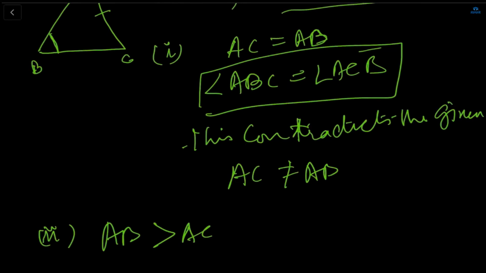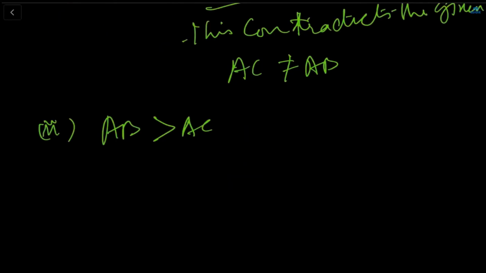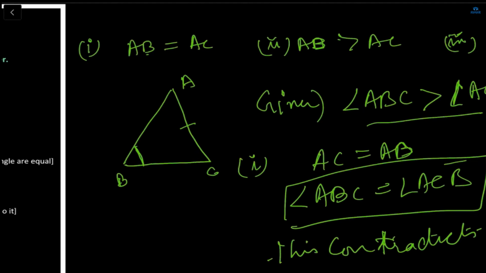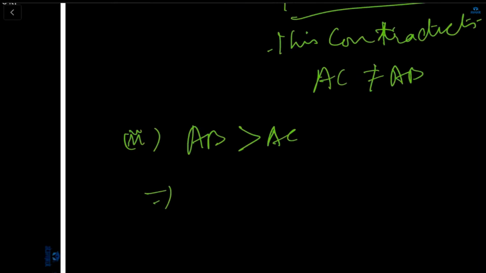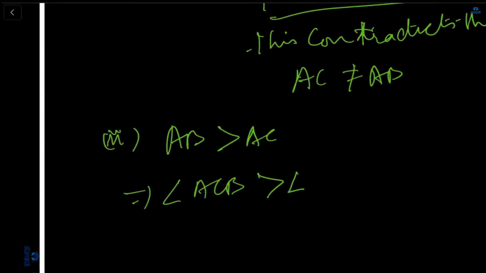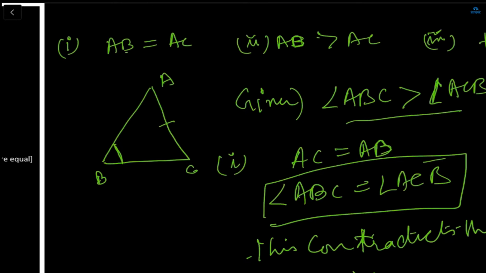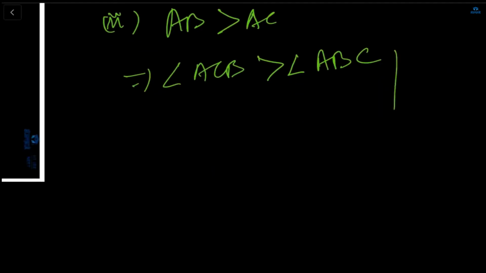So that means if AB is greater than AC, this implies that angle ACB is greater than angle ABC, from the first theorem. Therefore, ACB will be greater than ABC. The longer side has the greater angle opposite to it, from the first theorem. But this also contradicts what we know. We have that ABC is greater than ACB, and we are getting ACB is greater than ABC.